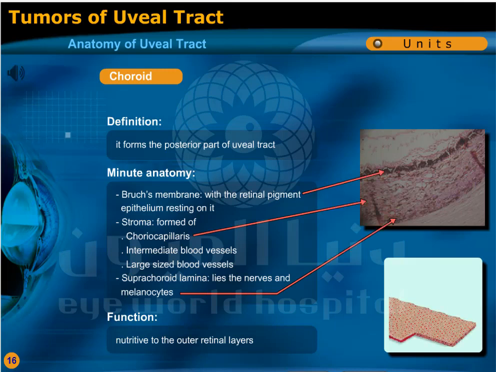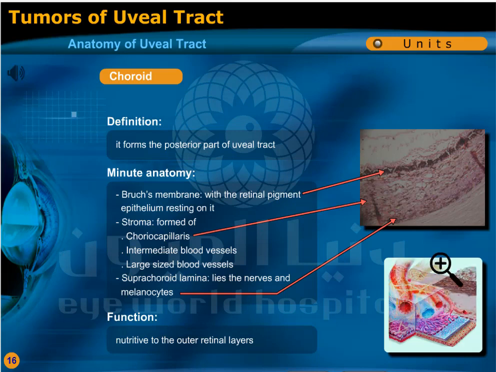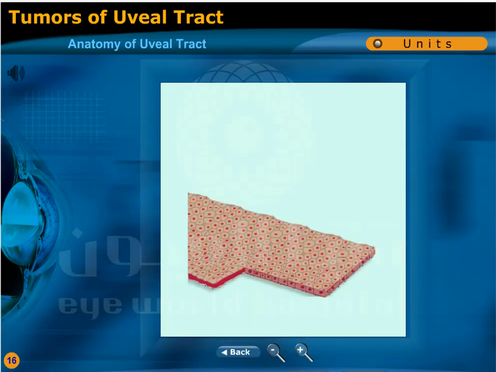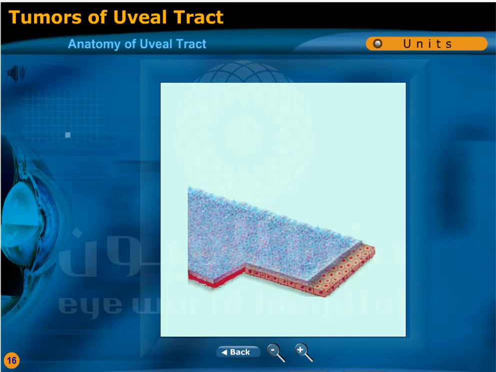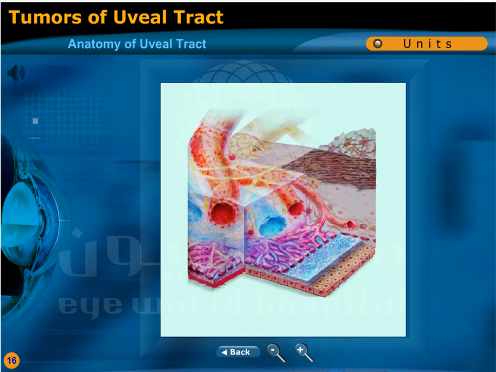Choroid. It forms the posterior part of uveal tract. Minute anatomy. Bruch's membrane, with the retinal pigment epithelium resting on it. Stroma, formed of choriocapillaris, intermediate blood vessels, and large-sized blood vessels. Suprachoroid lamina, where the nerves and the melanocytes lie. Function, nutritive to the outer retinal layers.